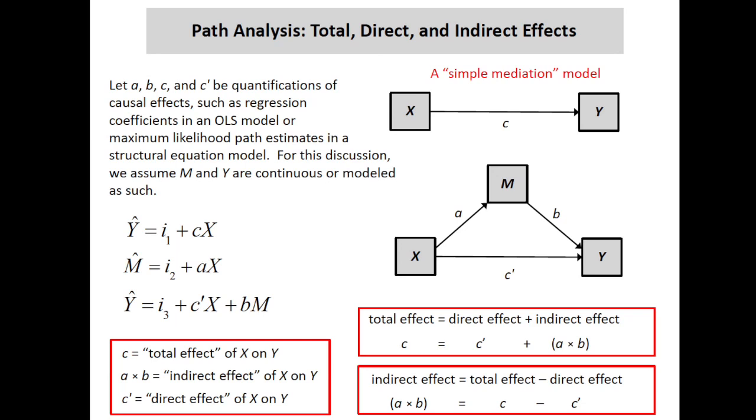So the total effect of X on Y is C. C prime is the direct effect of X on Y, and the product of A and B is the indirect effect of X on Y through M. A little algebra shows you the indirect effect could be thought of as the difference between the total and the direct effect. And those of you who have done mediation analysis know that people sometimes make a big deal of how much an effect changes when you introduce a mediator, and that's reflected here in that difference. That's just the indirect effect, though.